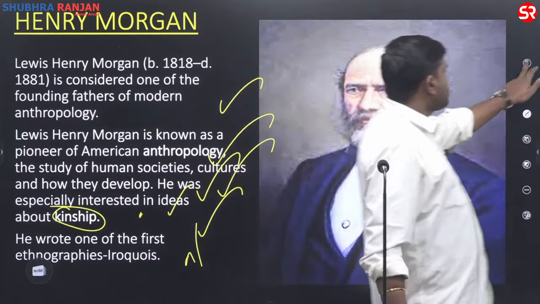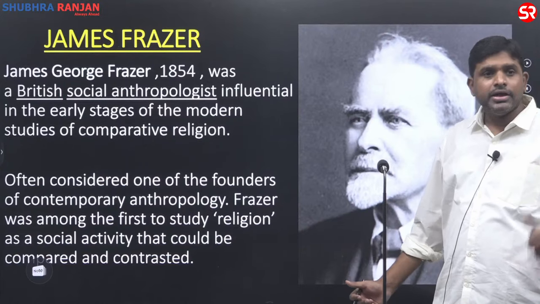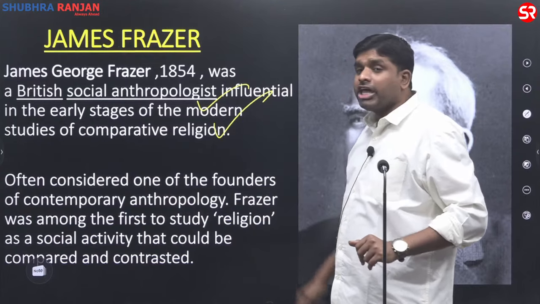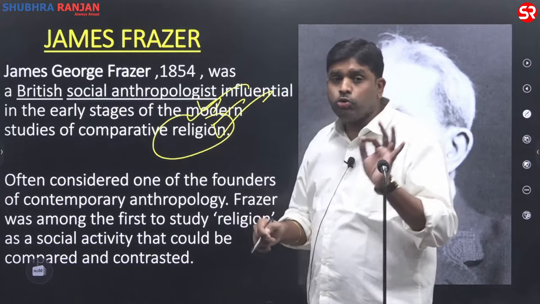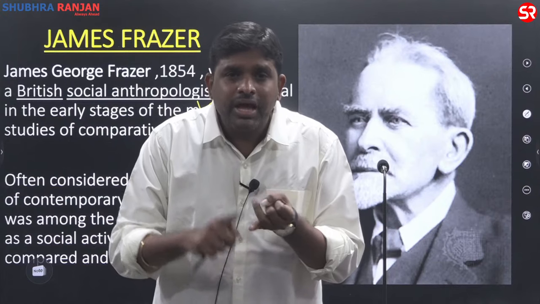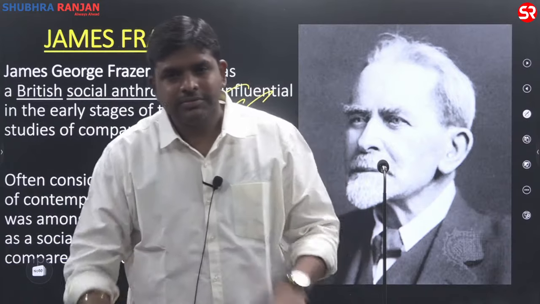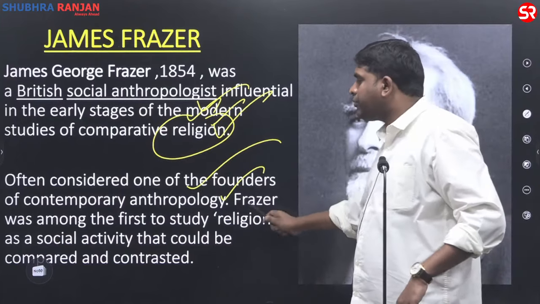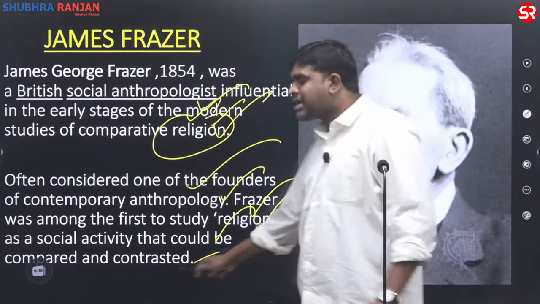Third, James Fraser. He is also from which country? British. James Fraser, a British social anthropologist, influenced the early stages of modern studies of comparative religion. He is also another person who bothered about religion. So E.B. Taylor studied about religion, Henry Morgan studied about kinship and James Fraser studied about religion. Often considered one of the founders of contemporary anthropology, Fraser was among the first to study religion as a social activity that could be compared and contrasted.